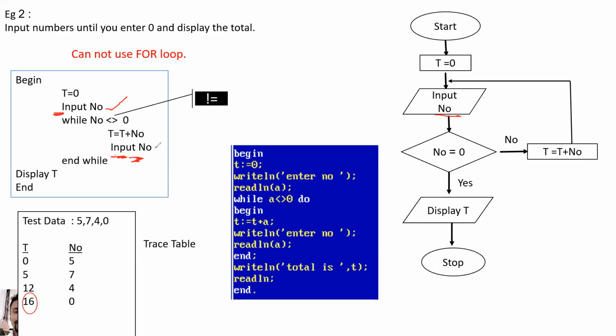Why? Because you can't jump from outside the while loop to the top of it and get the number again. So we have to use another input number inside the loop, right? Then finally only you are displaying the total. If you put display t inside the loop, all the time the total will be displayed as you are generating it.